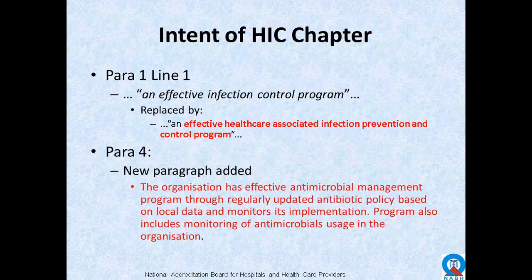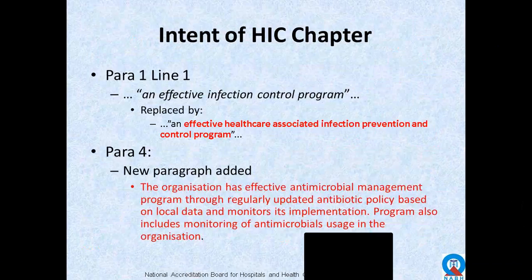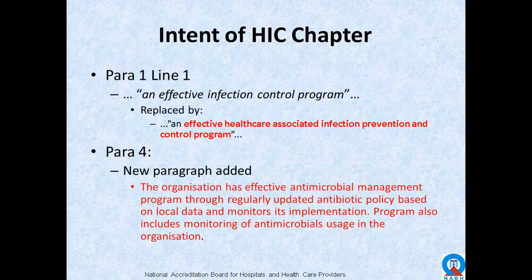In the intent of the chapter, there has been some slight modification. Para 1, line 1, instead of an effective infection control program, it has been changed to an effective healthcare associated infection prevention and control program. A new paragraph has been added in para 4: the organization has an effective antimicrobial management program through a regularly updated antibiotic policy based on local data and monitors its implementation. The program also includes monitoring of antimicrobial usage in the organization.